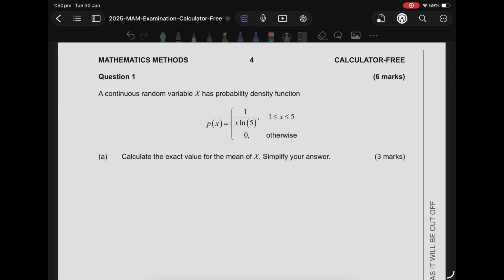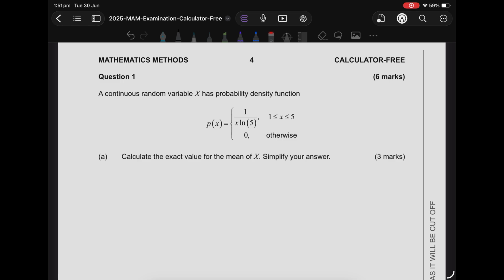Welcome to Math Methods question 1 for the calculator free section of the 2025 exam. We are given a continuous random variable with a probability density function shown here with bounds from 1 to 5. The question asks us to calculate the exact value for the mean of x.